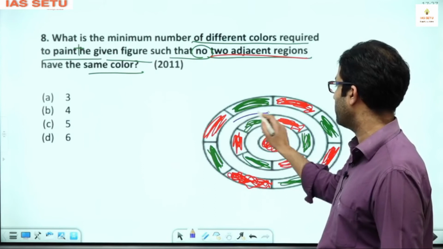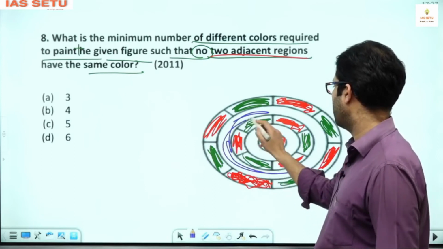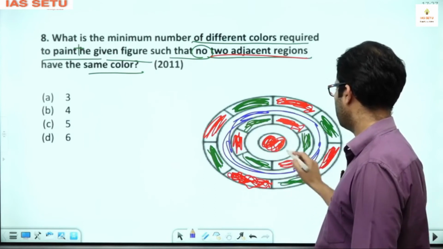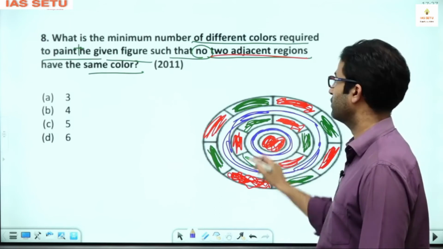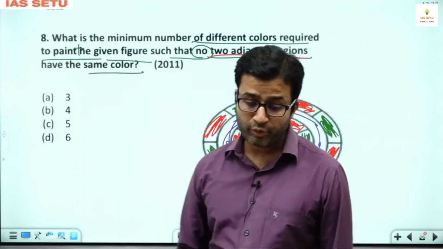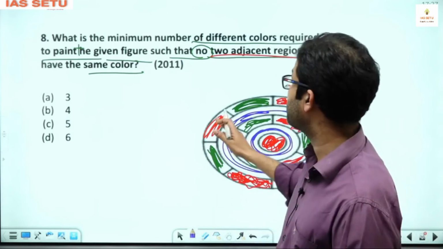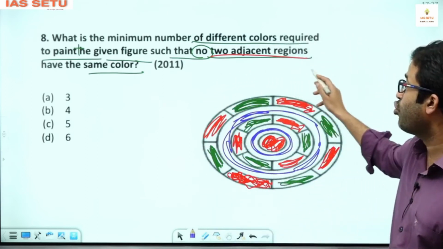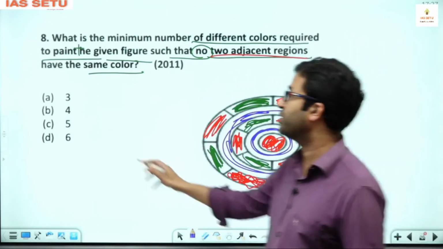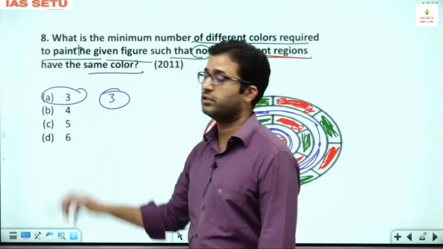And next is blue color. So I have used three colors. So what is the minimum number of colors required to paint in such a manner that no two adjacent regions have the same color? Minimum three colors required. So three colors, fine.